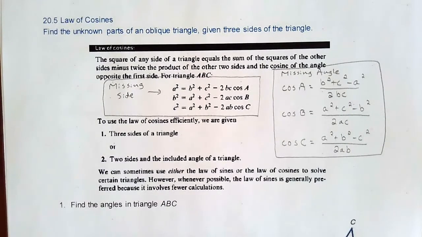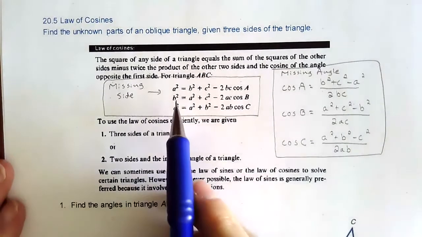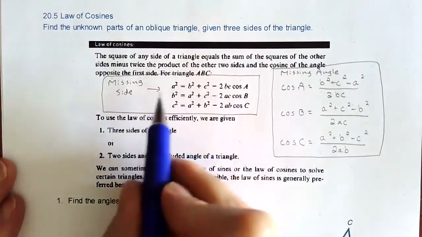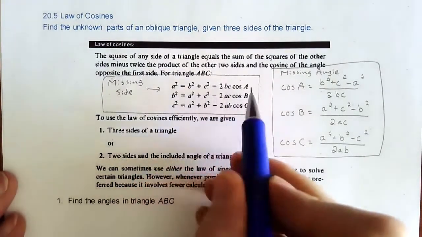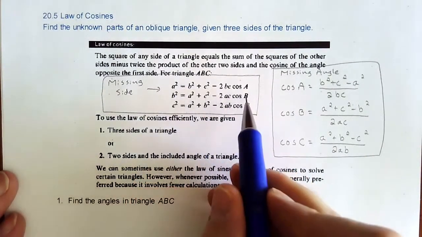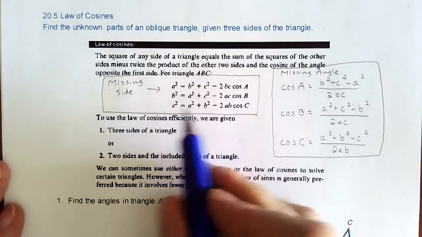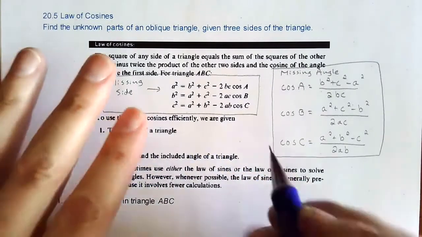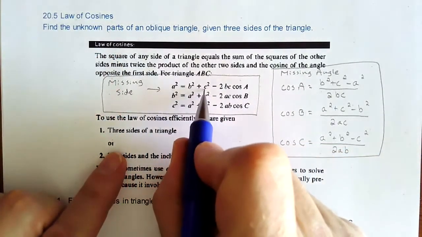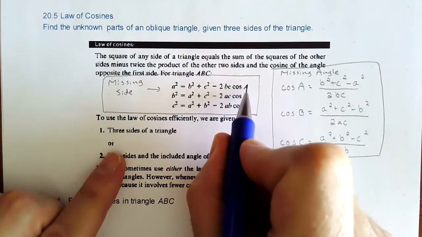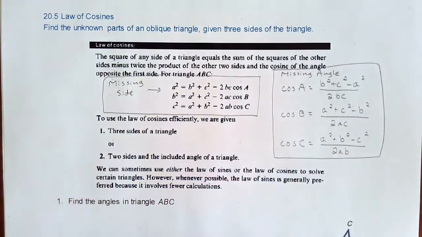So here are the formulas. The only reason there are three is because if you're missing side A, here's what it looks like. If you're missing side B, here's what it looks like. Really, their values are just shifted around depending upon the value that you're missing. But notice that here are your two sides and the angle in between. That's the corner you're looking for.